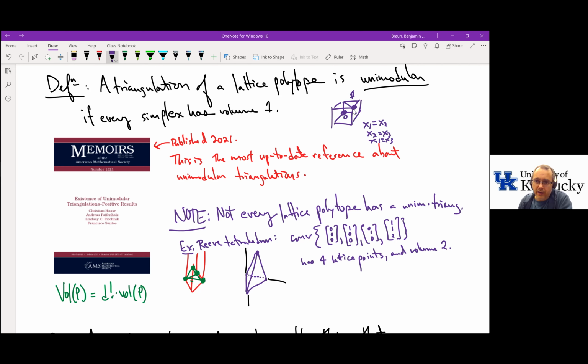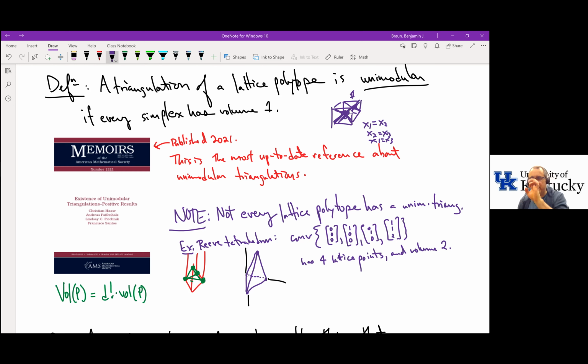And when you do that, what will happen is that you'll end up cutting this polytope into 6 chambers, and each of those chambers is equivalent, by some unimodular transformation, to a standard simplex.